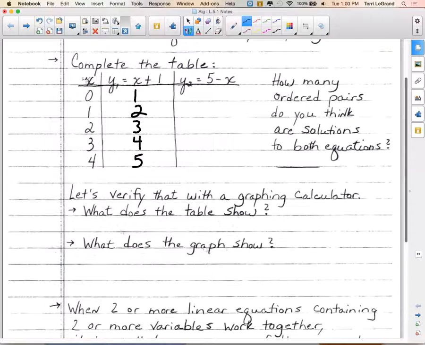How about the next column? When we have the other equation, y equals 5 minus x. When x is equal to 0, what's y? 5. Next one? 4. Okay, in other words, it keeps going down by 1, right? As x goes up by 1 in this one, the y's are going down by 1.